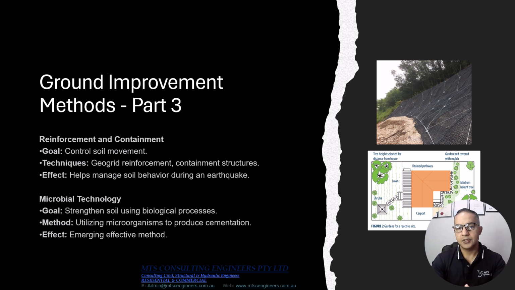Finally, an emerging and promising method is microbial technology. This approach aims to strengthen soil using biological processes, specifically by utilizing microorganisms to produce cementation within the soil. The image shows a slope reinforced with a net and cable, which is an example of reinforcement and containment to stabilize the ground.